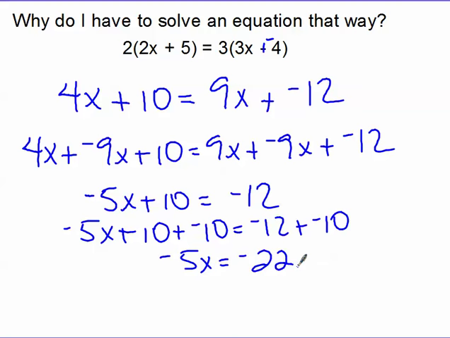Now, our whole goal is to get the x by itself. So I divide both sides by negative 5. And I end up with x equaling positive 22 over 5. That's where we're headed. So by the end of this year, you should be able to solve this same problem. So let's take a step back.